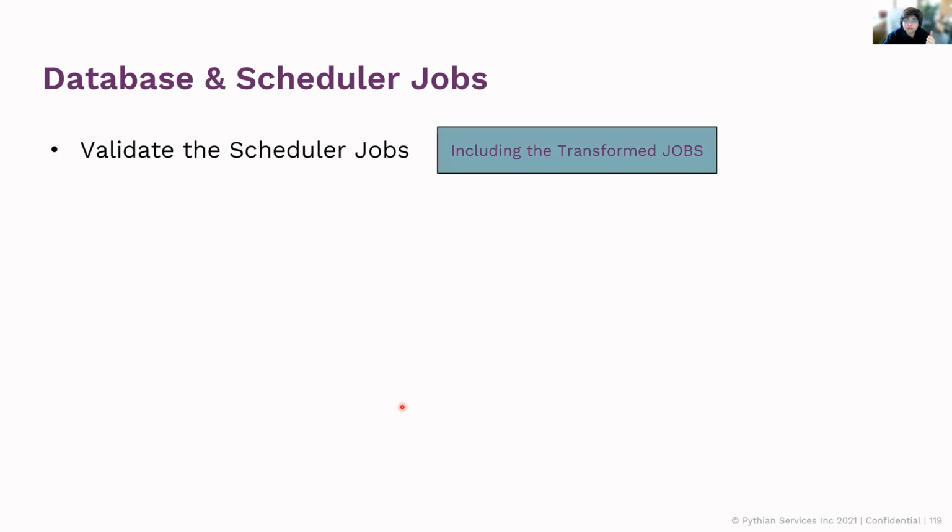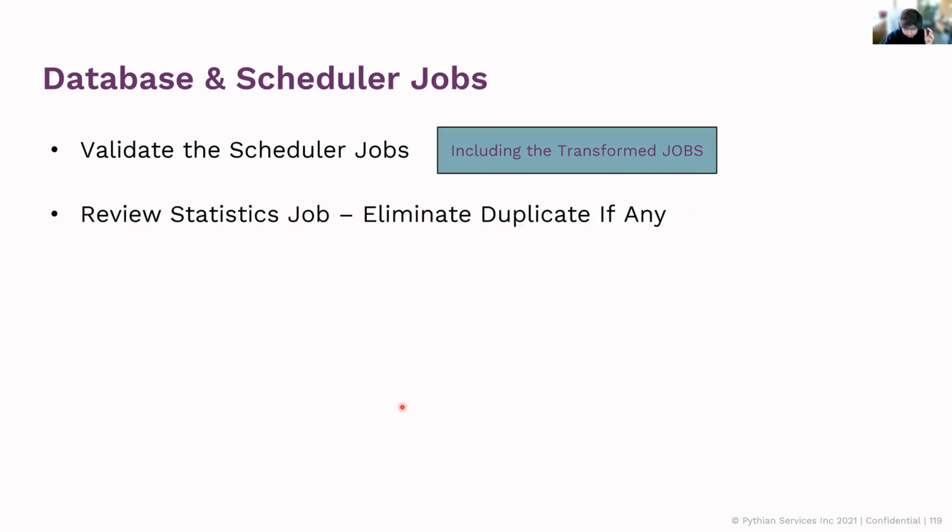Here the thing is about transform jobs. Review your statistics job, because often at times what happens is that you end up with 2 sets of jobs, one with the pre-10g, pre-11g or pre-12c jobs, and one with the new auto scheduler.